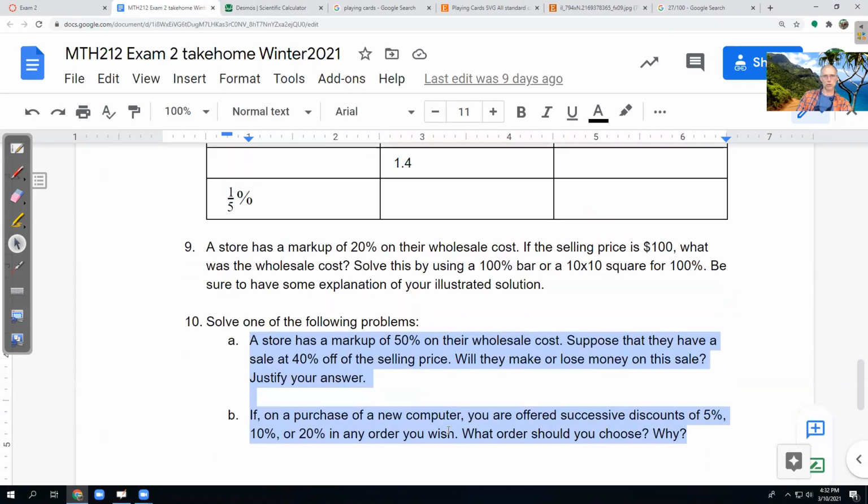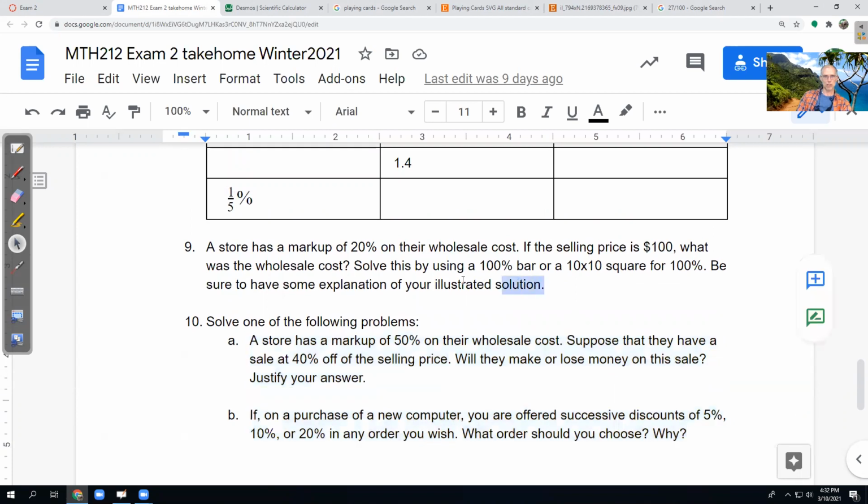So I'm not going to go over those two right here, but I do want to take a look at this one right here. Now on this one right here, I said to solve this by using the bar or the square. So I needed to see your solution that you showed first clearly was based on your bar or your square. After that, definitely check it with something else like a proportion. And so that's what I showed in my answers, if you take a look at that.